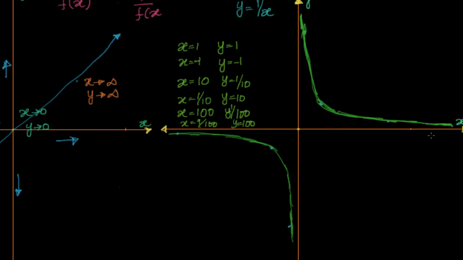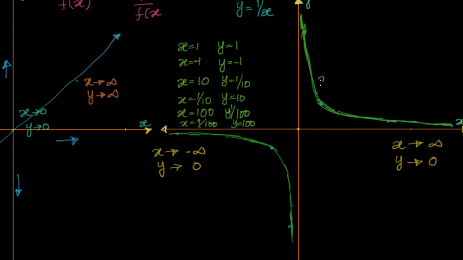Now what you can say is that as x is moving towards positive infinity, that means x is moving towards bigger and bigger values, you can see that y is moving towards 0. Similarly, if x is moving towards very large negative values, negative infinity, you can see that again y is moving towards 0.